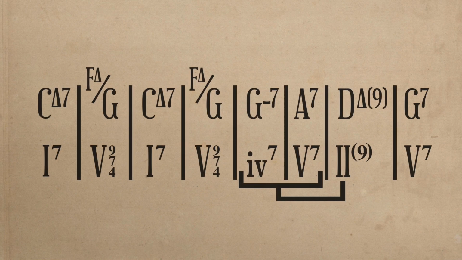Now that we can see all the working parts of this progression, let's talk about its structural design. The structural harmony of the first four measures is C major 7, the 1-7, and F major over G, the 5 chord, is used as a prolonging neighbor chord.